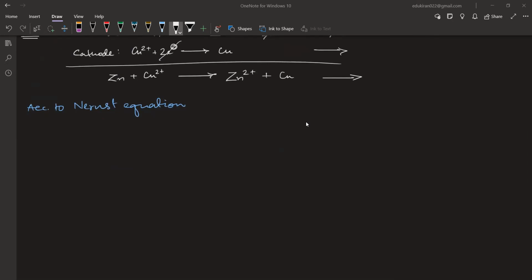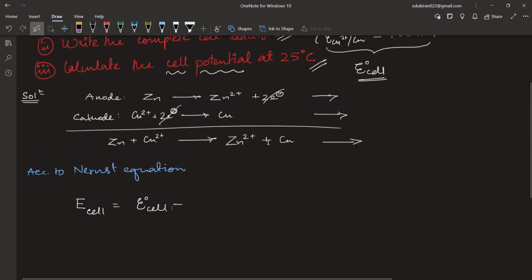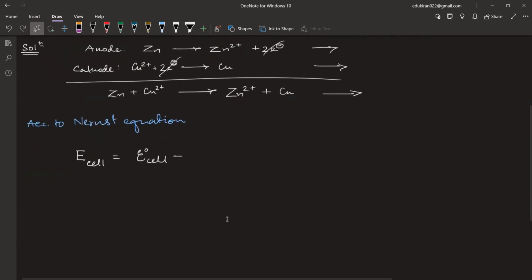The Nernst equation is, tell me, E cell is equal to. E naught cell minus RT by NF. Okay, E naught cell minus RT by. Remember, now we have also written one more equation for 25 degrees Celsius, right? There is one more equation, a shorter equation, a simpler equation for 25 degrees Celsius. What is that?